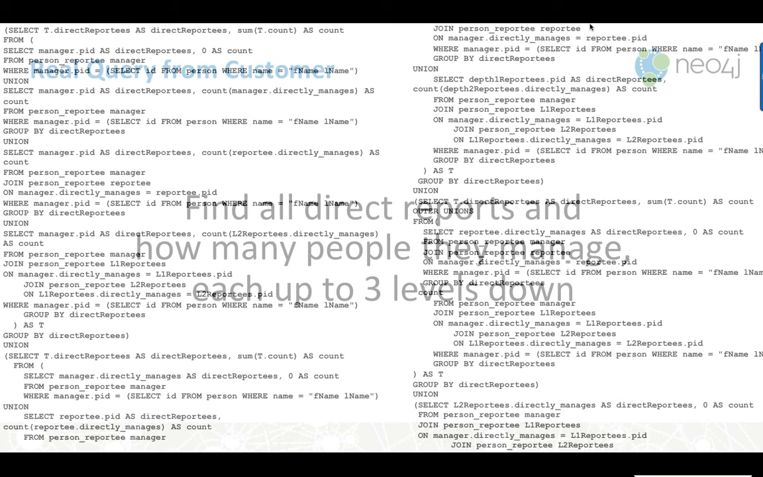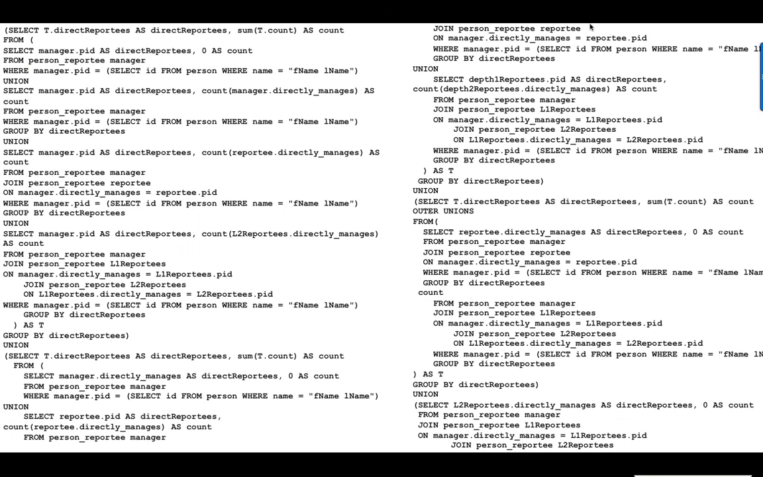Here's a real world query from a customer though. We had a customer come to us and say they want to find all direct reports in their organization to a particular VP or something like that, and how many people those direct reports manage up to 3 levels down within the organization. Fairly simple query to express in English.